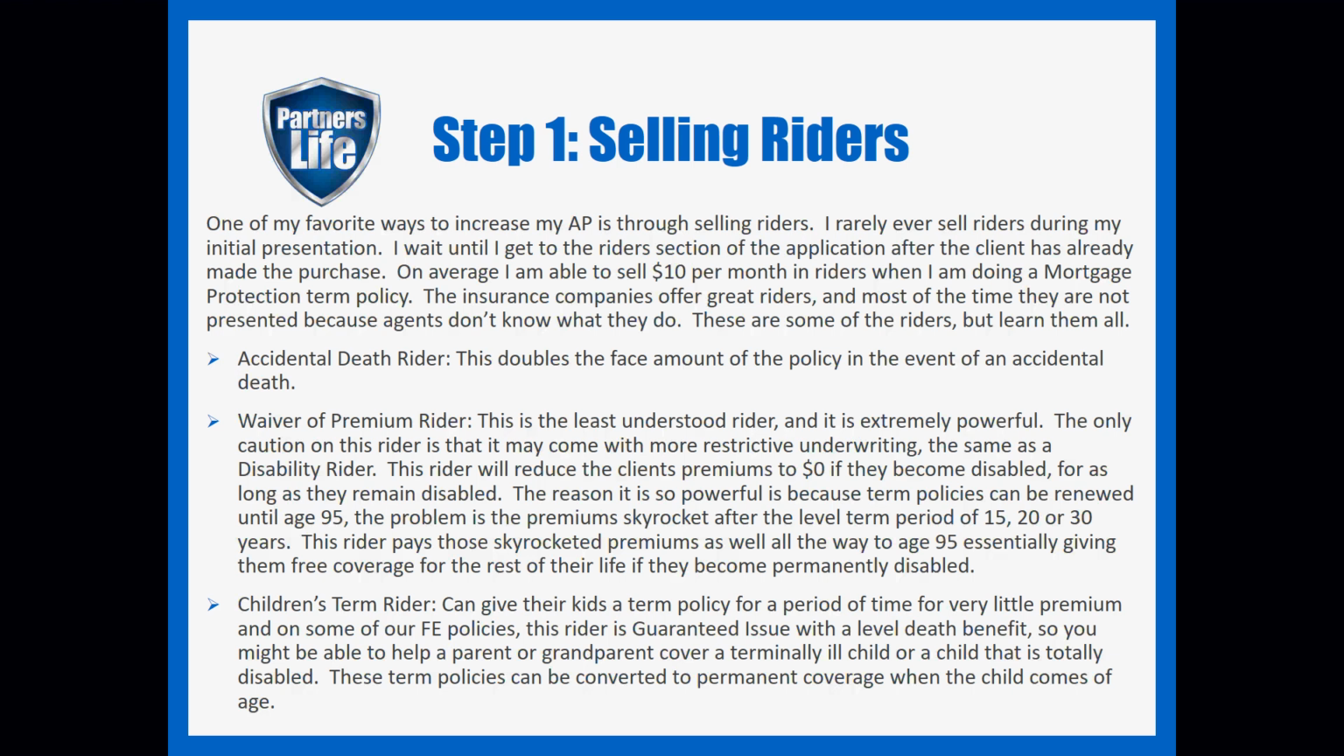Now, the accidental death rider is the most simple rider we offer. It doubles the face amount of the policy in the event of an accidental death. A lot of times, it'll be $6 or $7 or $10 a month, something like that. Accidental death riders do have a maximum age. Sometimes it'll be 55 years old, so if you're meeting with a 65-year-old, the rider may not be available.